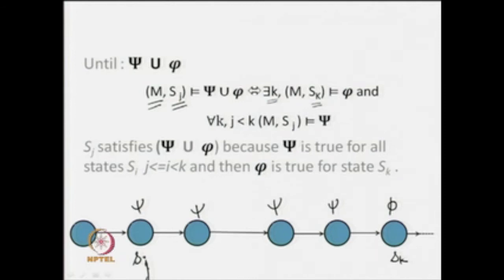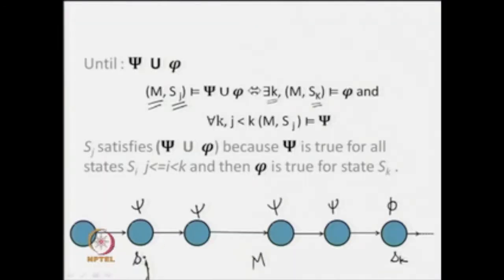So, in S k phi is true, and for all the states in between from S j to S k, psi must be true. In that case we say that S j models psi until phi. This is the internal meaning of our until operator. So, in this model M, we are going to mark the particular state S j by the formula psi until phi, provided it fulfills this behavior, that psi remains true until phi becomes true. So, this is the meaning of the until operator, and we are defining it in a model.